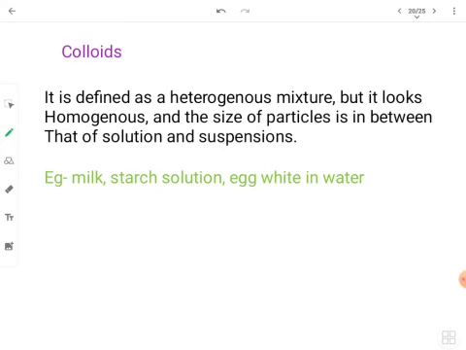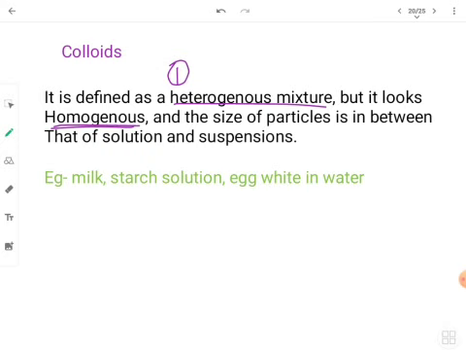So colloids are defined as number 1, a heterogeneous mixture, but here there is a little variation. Although it is heterogeneous, but it looks homogeneous. That means if you see it with your normal naked eye, you will feel that there is a uniform composition throughout. You will feel that both the solute and solvent are equally mixed with each other, but at the microscopic level they are not actually mixed with each other uniformly.